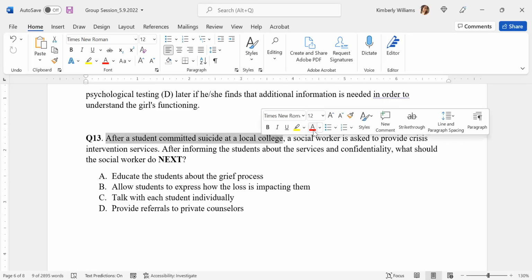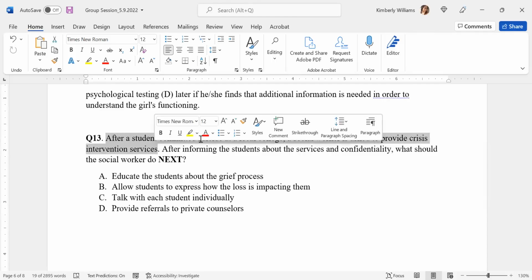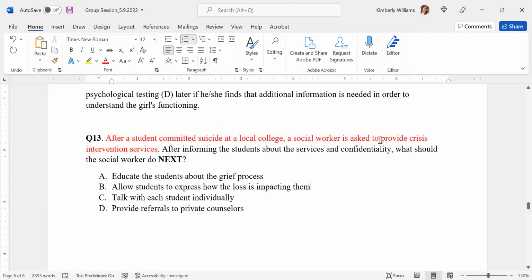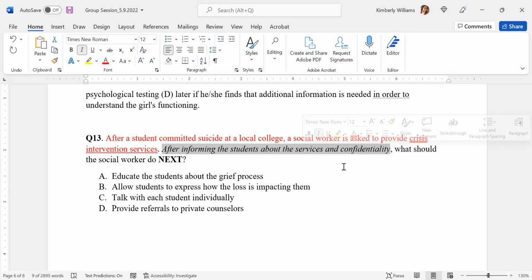So she's providing crisis intervention. Okay. All right. So heavy on the crisis intervention services, y'all. All right. So what's the question asking of you? What should we do next after she's already provided services? Yeah, confidentiality. Okay. So what we gonna do? We about to provide this crisis intervention. We done already told them about the services, and we already explained to them the limits of confidentiality. What are we doing next?